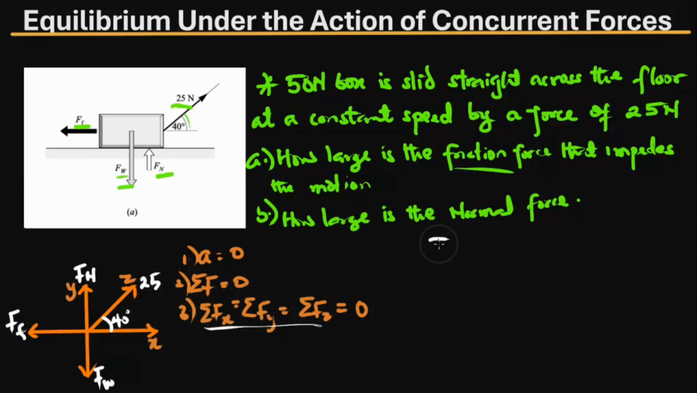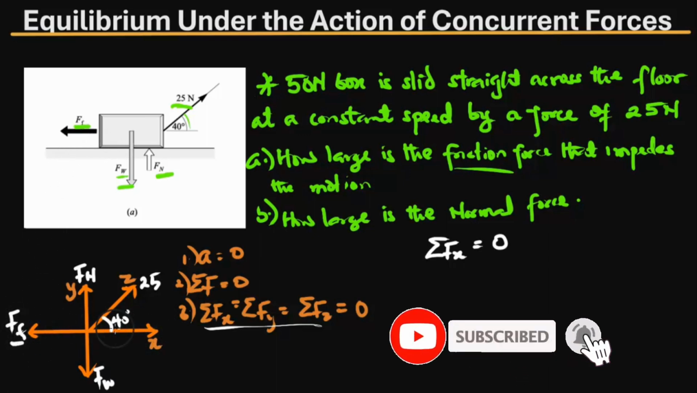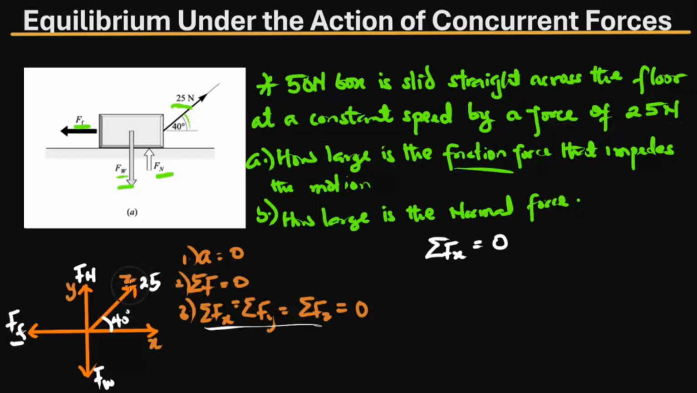So what are the forces in the x direction? The sum of forces in the x direction is equal to 0. We have F, our frictional force, in the negative x direction. Now we have a force here which is 25 Newton. We have to resolve this force to the horizontal. When we resolve this force to the horizontal, we're going to have 25 cos 40. And when we resolve this force to the vertical as well, we're going to have 25 sine 40.